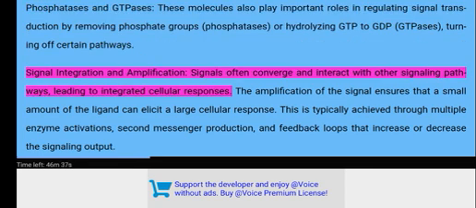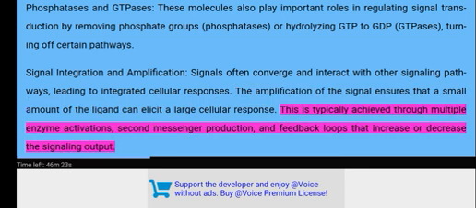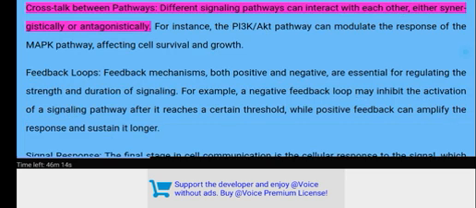Signal integration and amplification. Signals often converge and interact with other signaling pathways, leading to integrated cellular responses. The amplification of a signal ensures that a small amount of the ligand can elicit a large cellular response. This is typically achieved through multiple enzyme activations, second messenger production, and feedback loops that increase or decrease the signaling output.